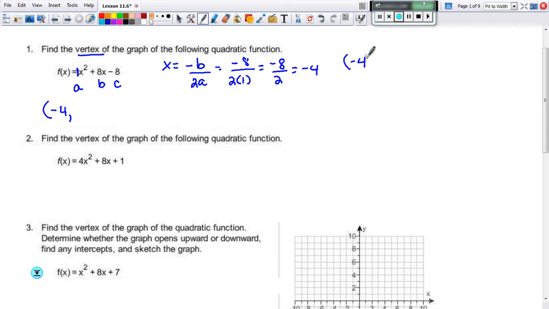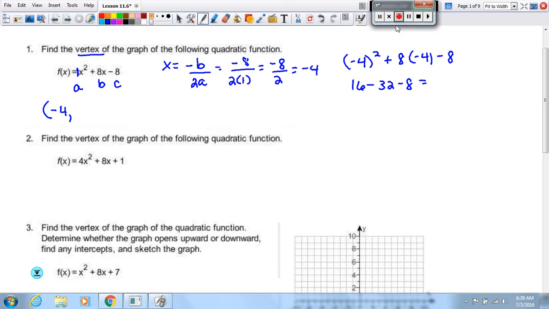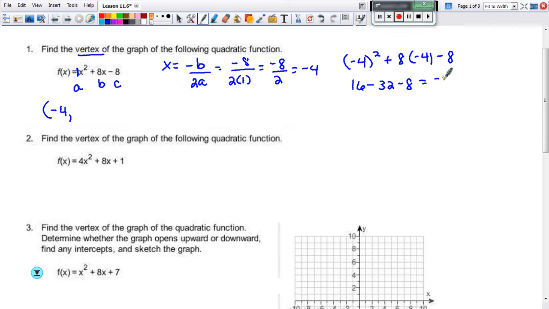So negative 4 squared plus 8 times negative 4 minus 8. Negative 4 times negative 4 is positive 16. 8 times negative 4 is negative 32 minus 8. So when you do that, you get negative 24. So the vertex is negative 4, comma negative 24. The vertex is the turning point of your graph.